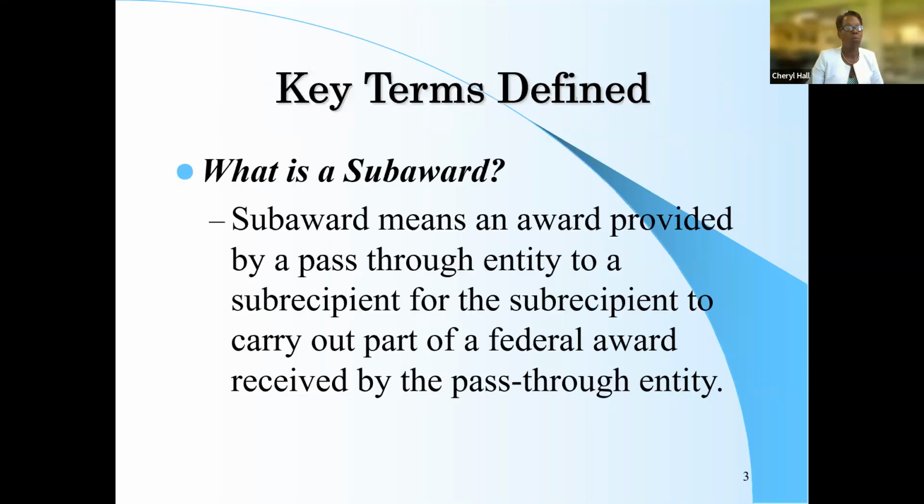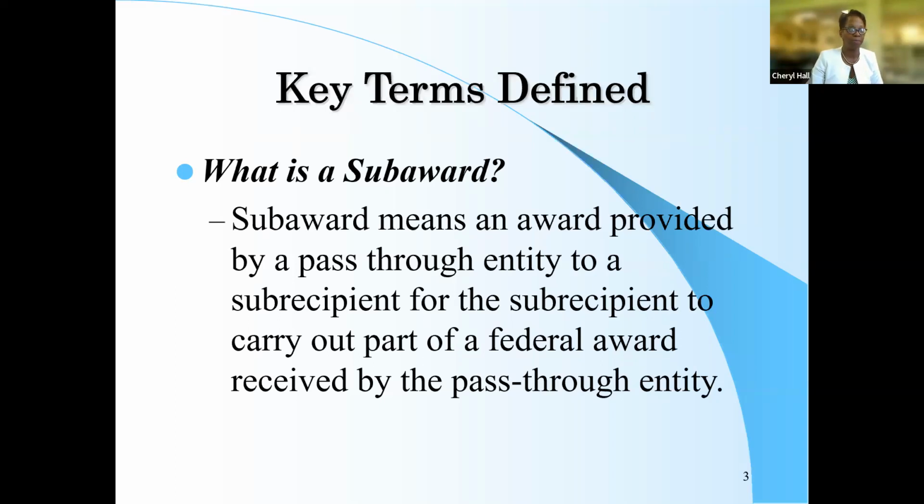First key term, what is a subaward? A subaward means an award provided by a pass-through entity to a subrecipient for the subrecipient to carry out part of a federal award received by the pass-through entity. Okay, let's break that down to layman's terms.